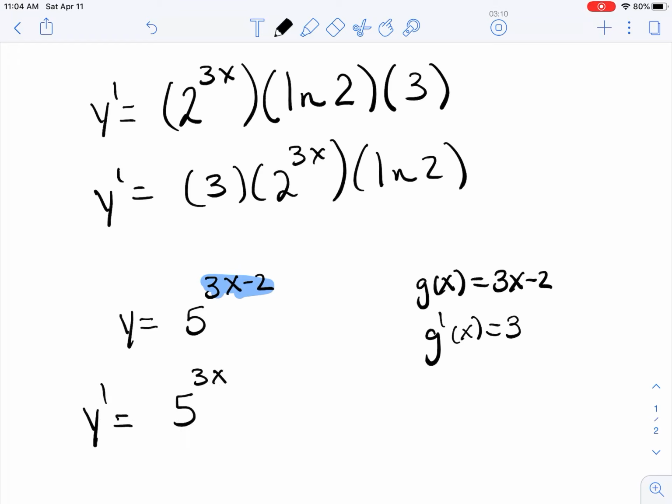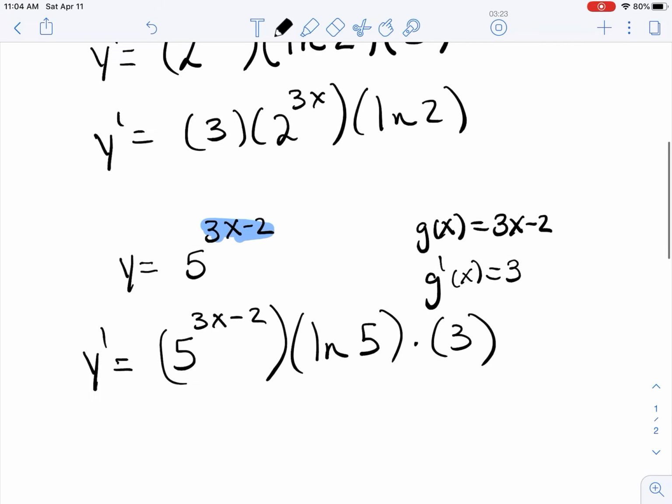And using the definition, so you're basically rewriting the original function times the natural logarithm of that base times that g prime, which is 3. Again, leaving it like that is fine, or rearranging the parts. We're not multiplying natural logarithm of 5 and 3 and saying natural logarithm of 15 or something like that. That would be incorrect. And that is how you apply the definition.